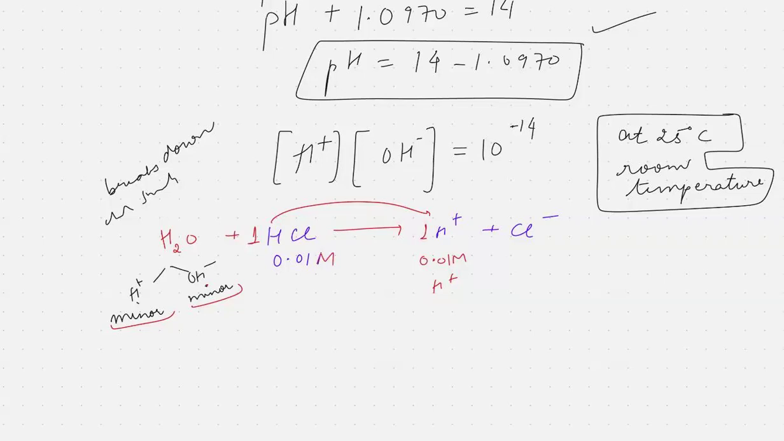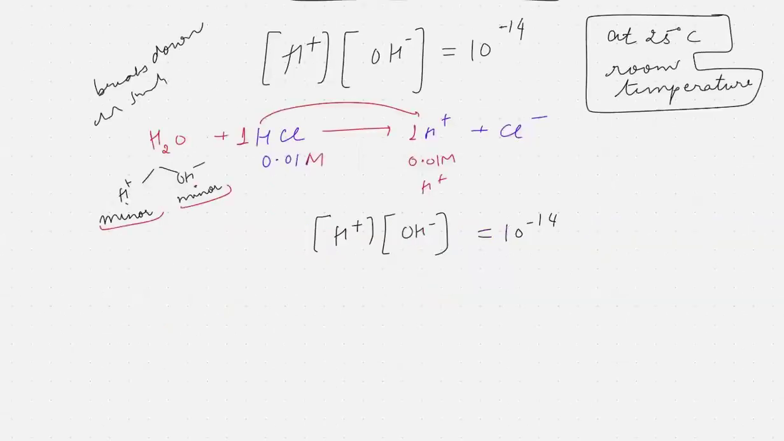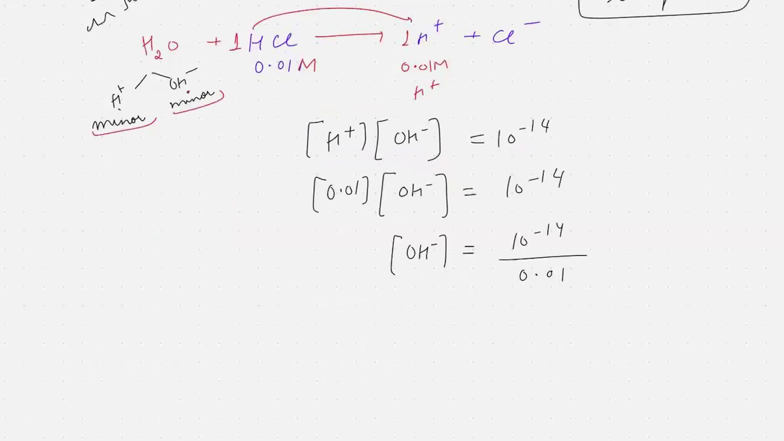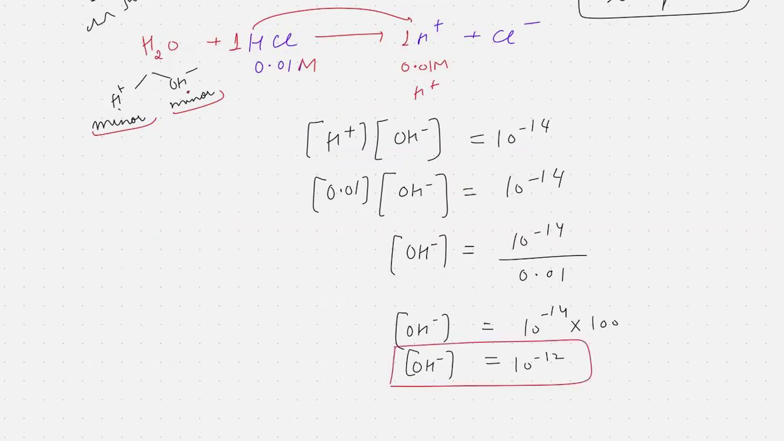Got the point. So if I ask you what is going to be the OH ion concentration in the beaker, you have the formula for that. It is going to be 10 to the minus 14. So H plus here is going to be 0.01 and OH negative we are supposed to calculate. OH negative is going to be 10 raised to the minus 14 divided by 0.01. So it's going to be 10 raised to the minus 14 times 100. So OH negative here is going to be 10 raised to the minus 12.